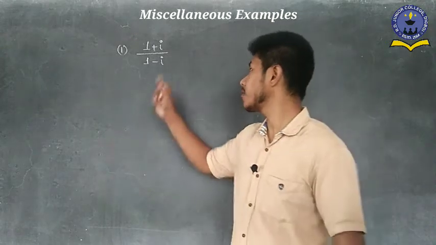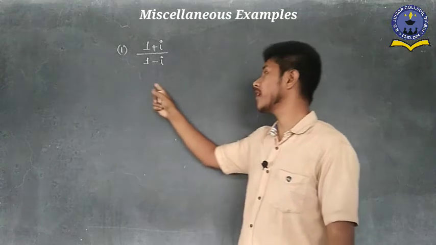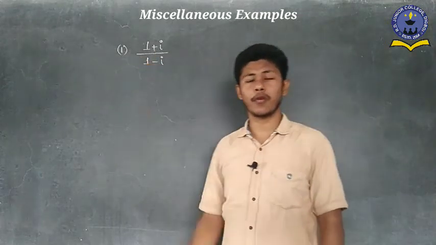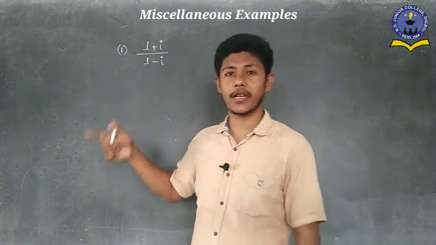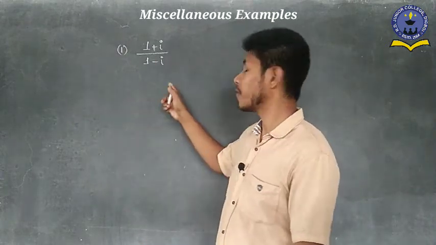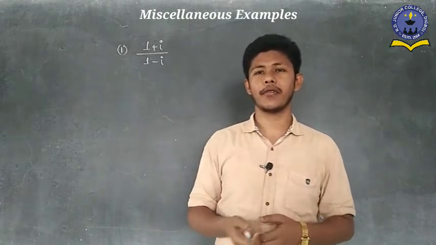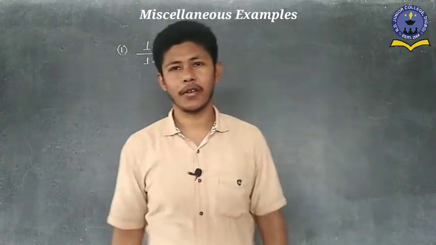First of all, this question is not given in the general form a plus ib. The general form of a complex number is a plus ib, and this question is not given in a plus ib form. So first we have to rearrange this, and after that we find the modulus and argument. Is it clear? Now let's see how we can do this.